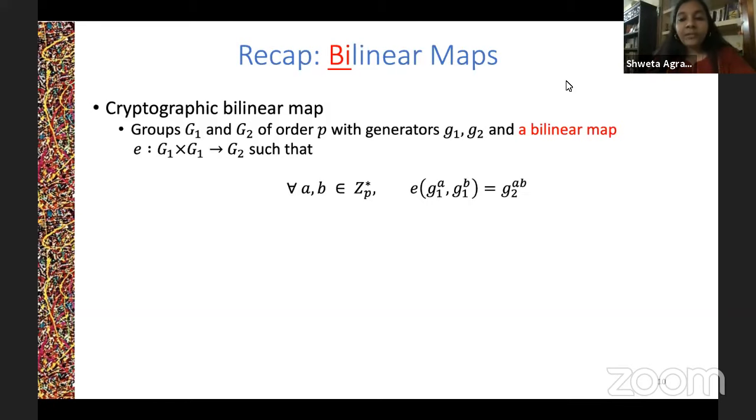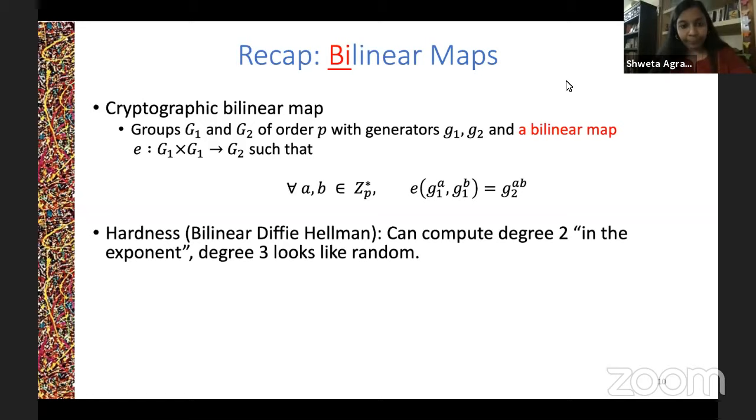So what is this really letting you do? What it's letting you do is encode two elements obliviously. So A and B are two elements that I'm encoding here. They're going to be hidden because of the hardness of discrete log, right? Because they're sitting in the exponent. And this map E is letting me multiply these two elements without knowing these elements, right? So I apply the map and I get G2 to the AB.